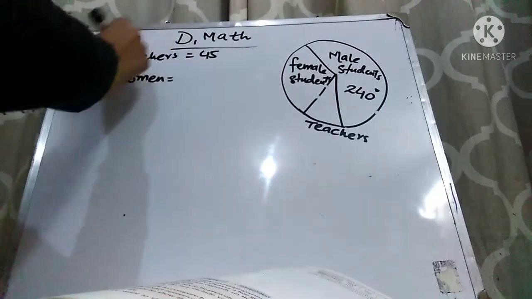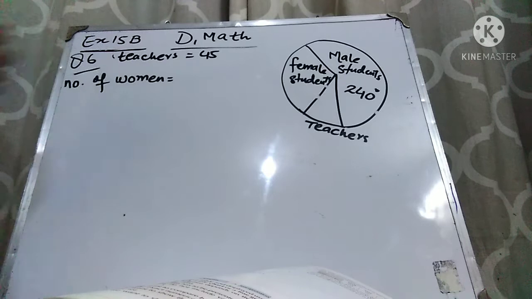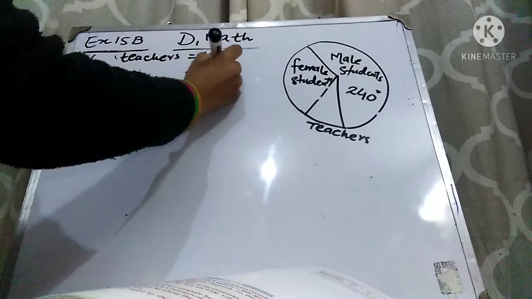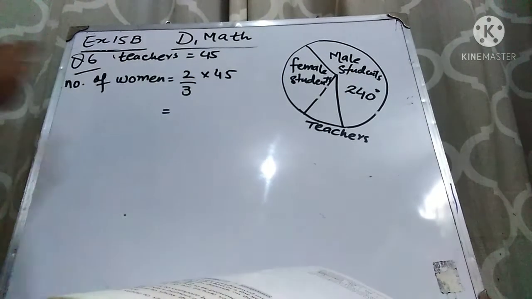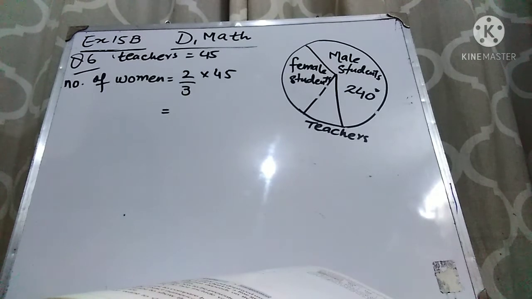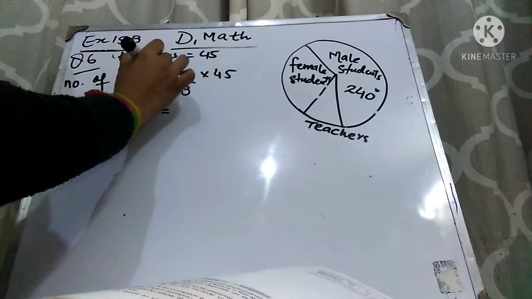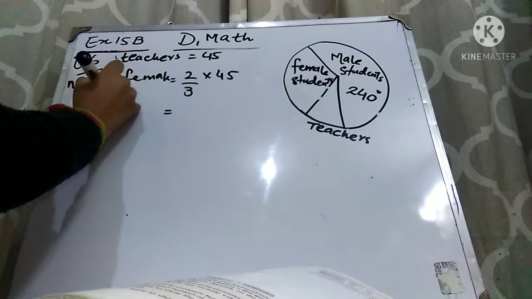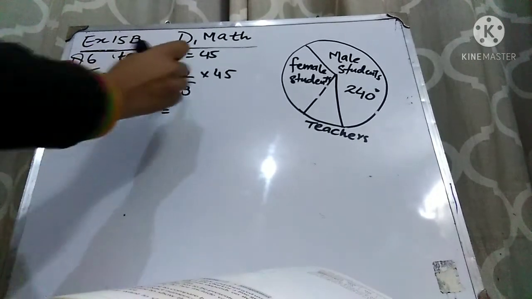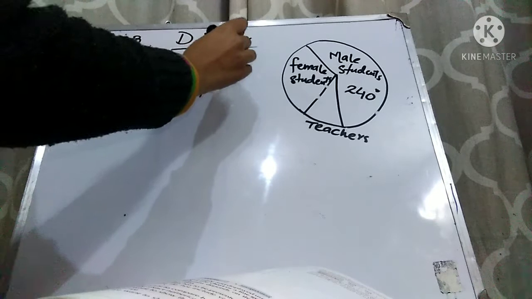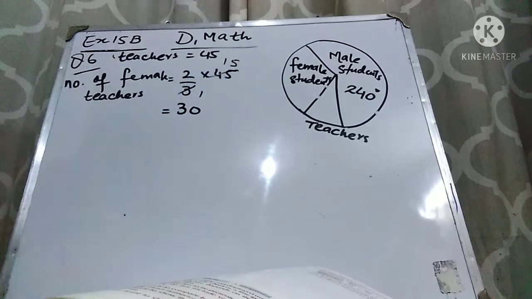So these are the male and female teachers together. We have to find out the number of women among the teachers. So how would we find that? Basically, we'll multiply 2/3 with 45 to get the number of women teachers. Because it's written that 2/3 of the teachers are women, we have to find the number of female teachers. 3 1s are 3, 3 5s are 15, 3 2s are 30. So the number of female teachers is equal to 30.